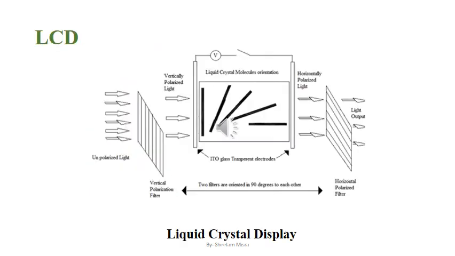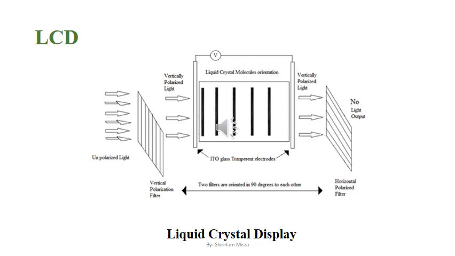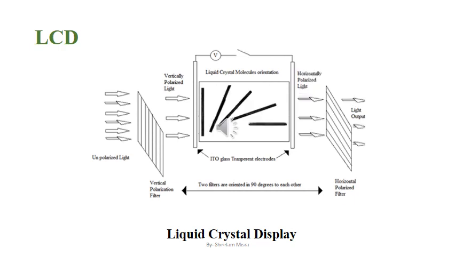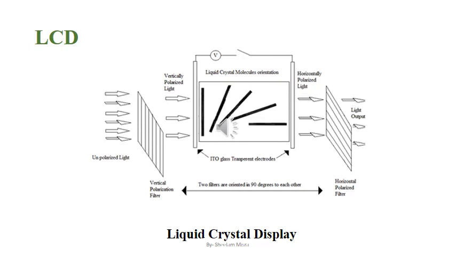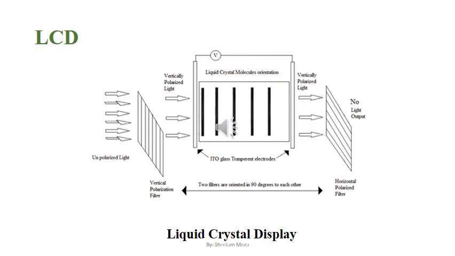So the next display device is LCD. The term liquid crystal refers to the fact that these compounds have a crystalline arrangement of molecules, yet they flow like a liquid. Two glass plates, each containing a light polarizer at right angles to the other plate, sandwich the liquid crystal material. Rows of horizontal transparent conductors are built into one glass plate, and columns of vertical conductors are put into the other plate. The intersection of two conductors defines a pixel position.